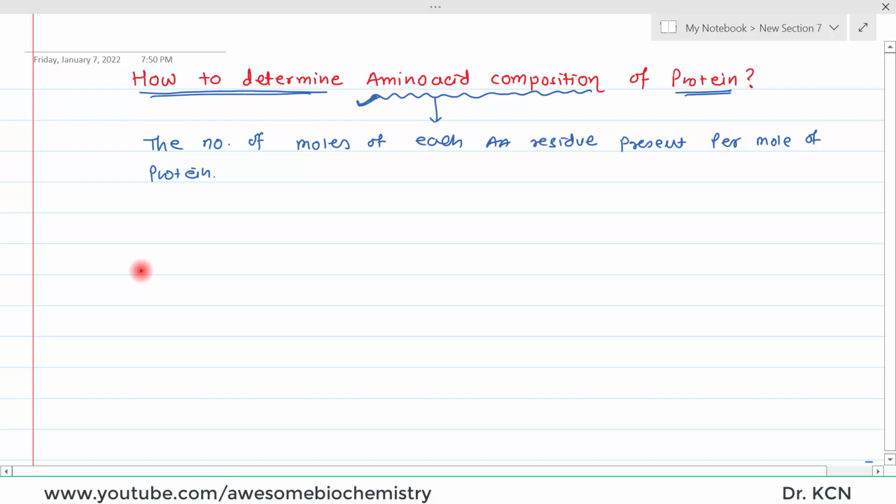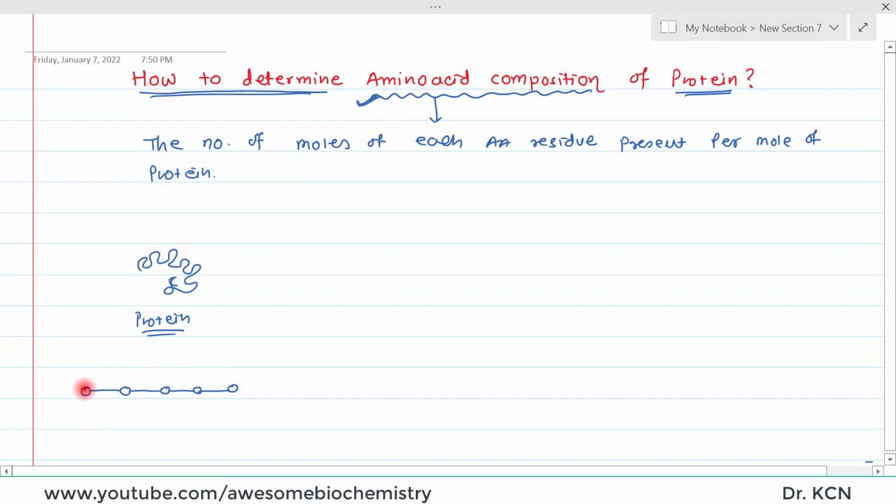Suppose this is the protein, and we know that protein is a long chain of amino acid residues which are bound with each other by the peptide bond. If I try to show it schematically, suppose these are the amino acid residues, and when they are bound with each other by the peptide bond, this straight line is the peptide bond. This is how it looks.